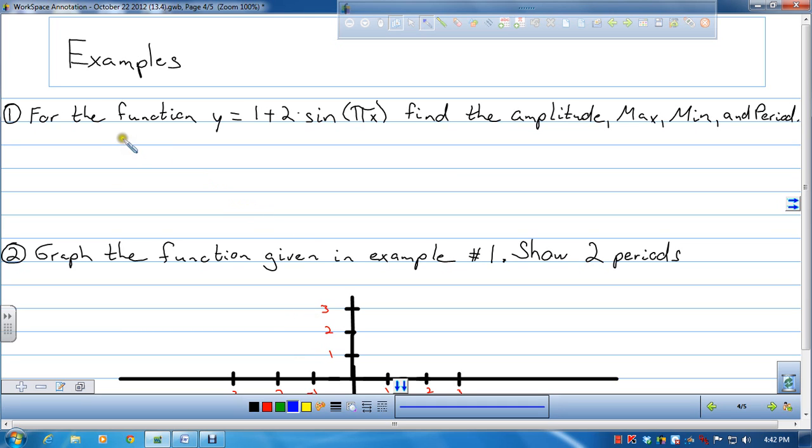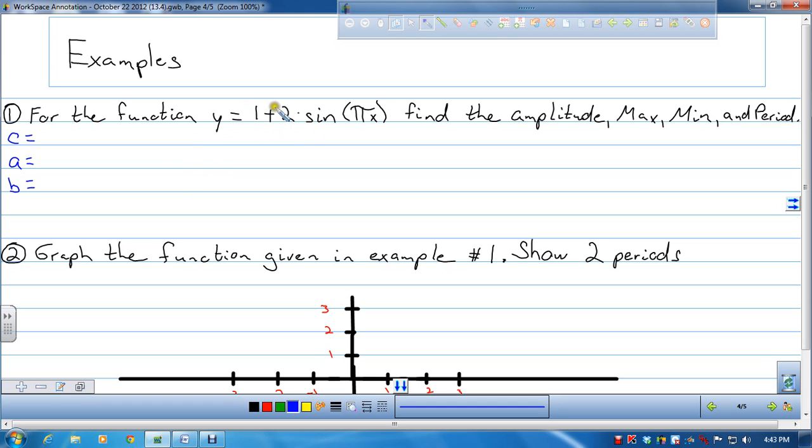Example number 1. For the function y equals 1 plus 2 sine of pi x, find the amplitude, the maximum, the minimum, and the period. So this is essentially a test in can you use the components of this in order to find what you need to graph it. Okay, so let's look at this equation. First thing you need to do is identify C, A, and B. C is what I add to the equation.